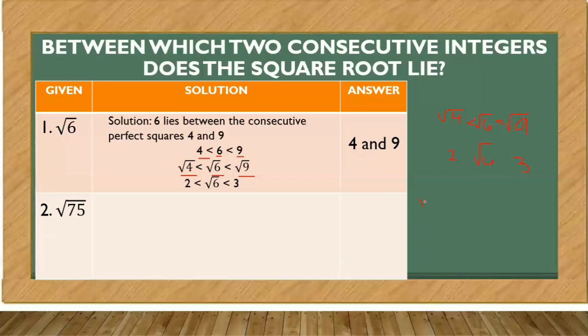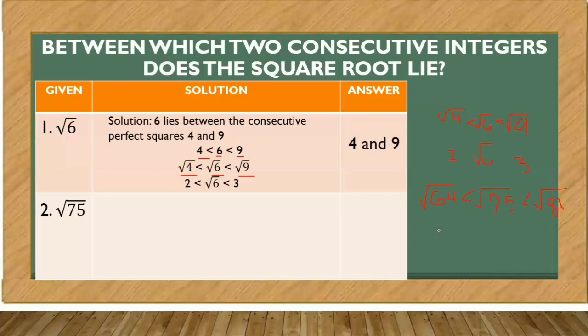So we have square root of 64. Bakit square root of 64? 8 times 8, we have 64. Then, nasa gitna mo ngayon si square root of 75. Sino pa yung isang number na mayroong perfect square? Si square root of 81. The perfect square of 81 is 9.